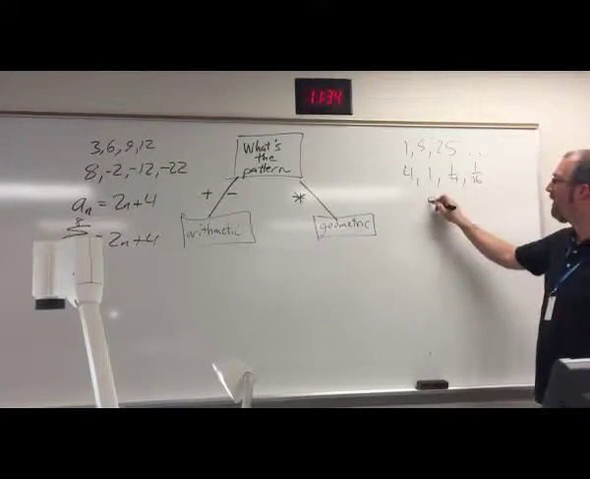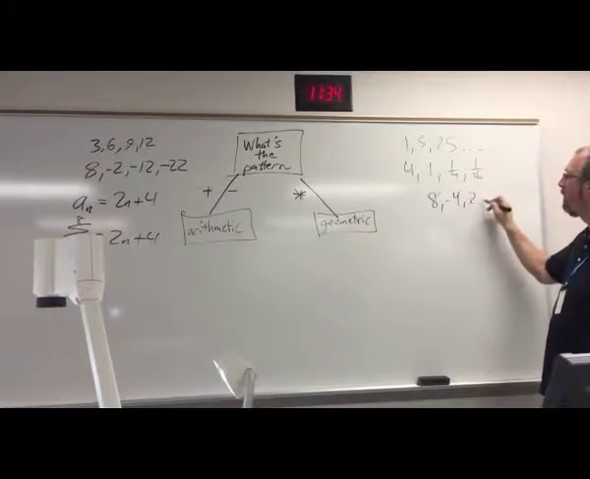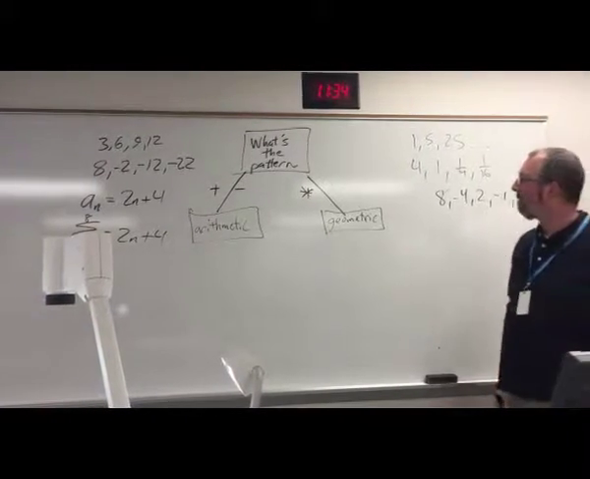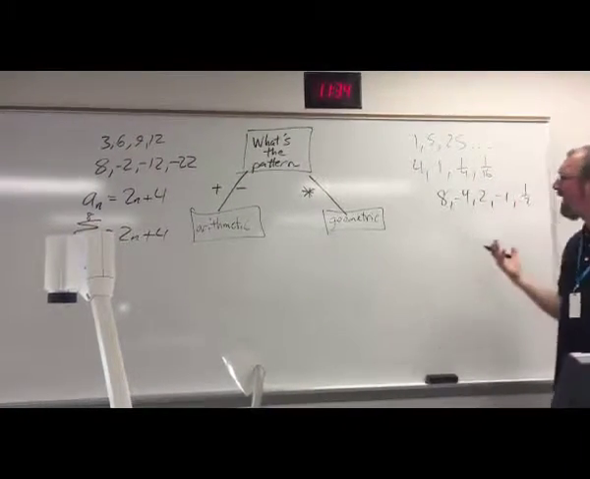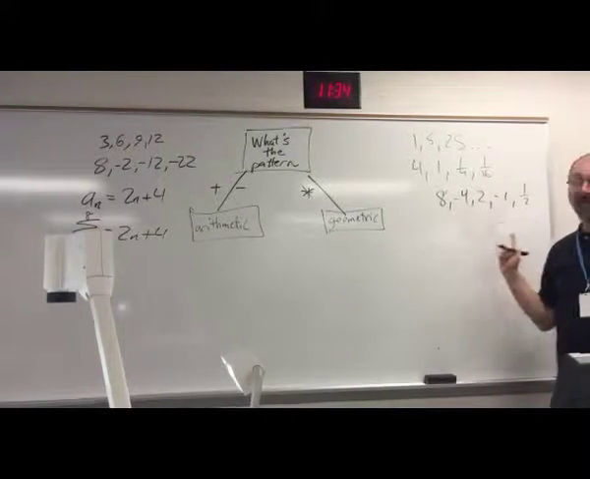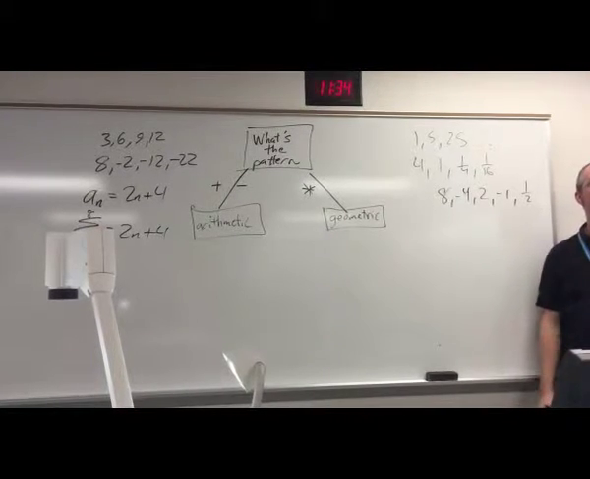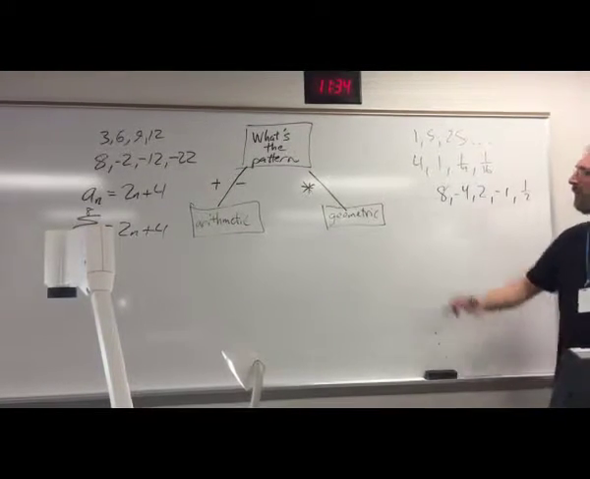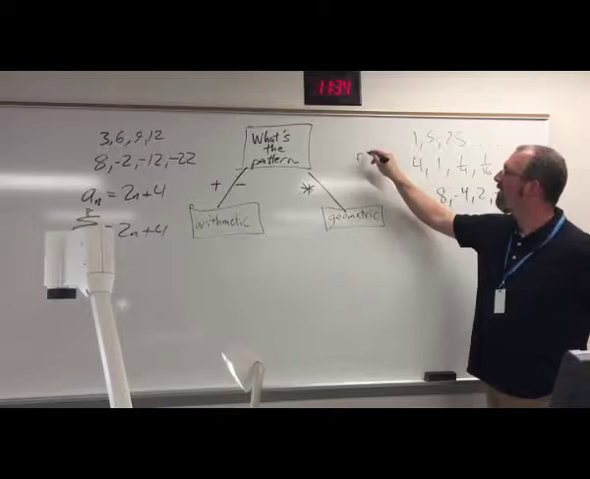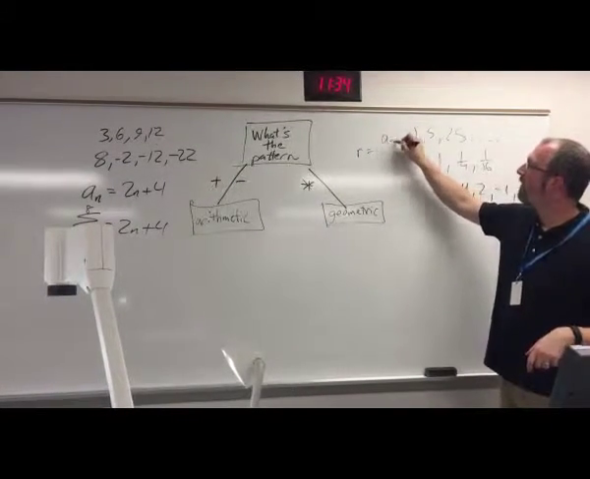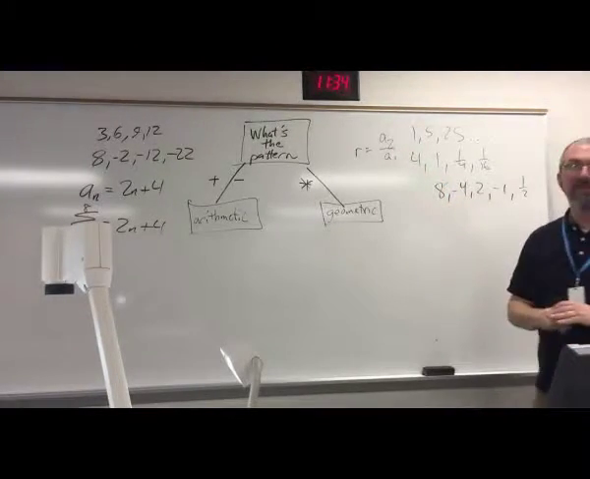And then here's another one, 8, -4, 2, -1, 1/2. You might look at these patterns and go, okay, I absolutely know that these are not arithmetic. But what are they moving by? Well, what's cool about the geometric patterns is they have a pretty set ratio formula where you just take two terms and divide them by each other.